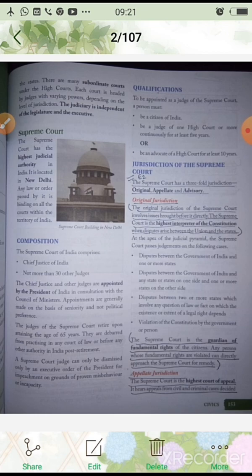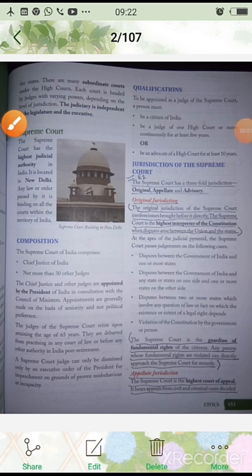Now after that we shall study the various forms of court. As we have read just now, the topmost court, which has the most power, that is the supreme power, is the Supreme Court. And where is it located? It is located in our capital, New Delhi. Okay, then after this we shall continue.